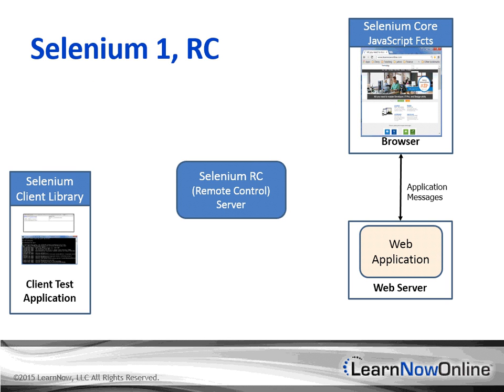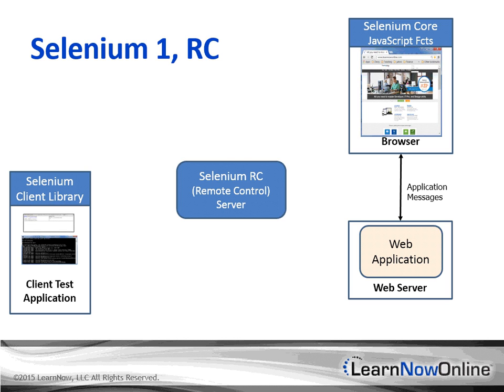To understand Selenium 2.0, we need to understand the Selenium 1 architecture that preceded it, namely the Selenium RC, or remote control server. Selenium 1 is composed of 3 components, each running in a separate process. You have the Selenium client libraries running the client test application, the Selenium remote control server that runs as a standalone process, and the Selenium core JavaScript functions, which run inside the browser.